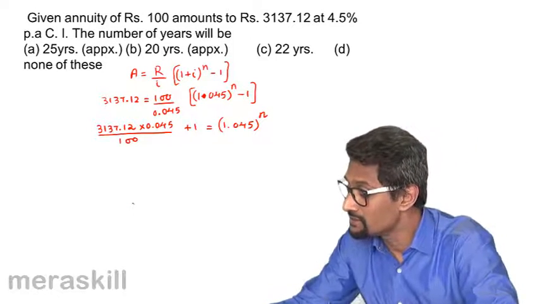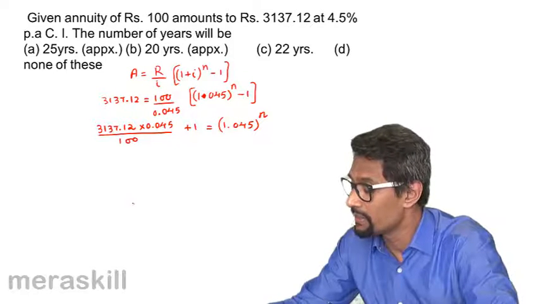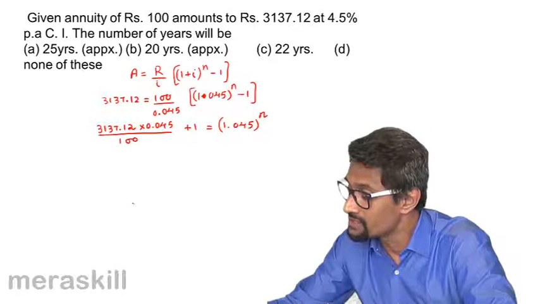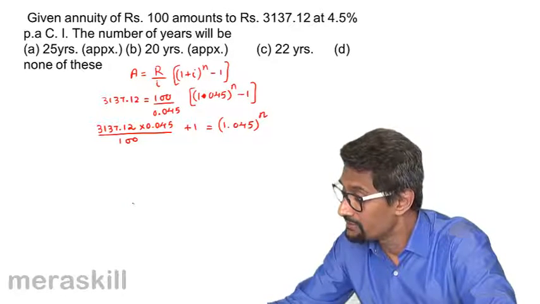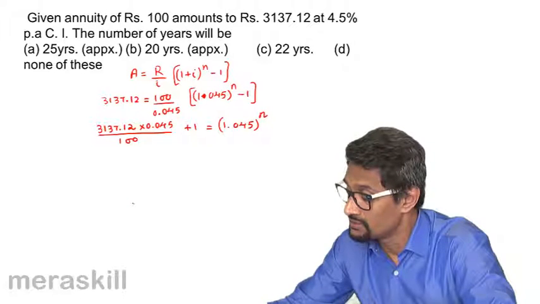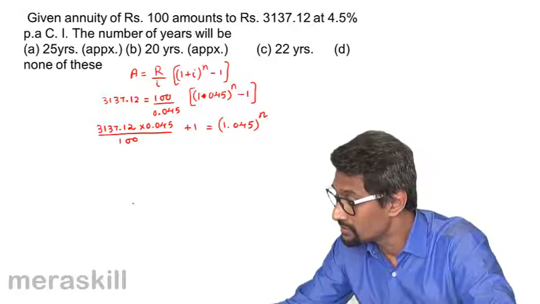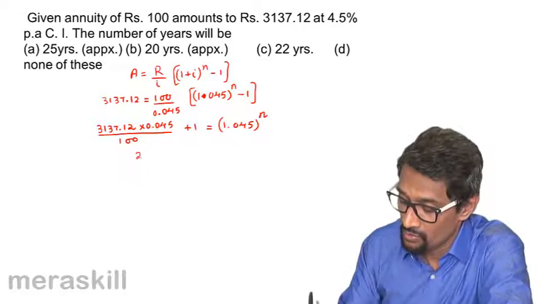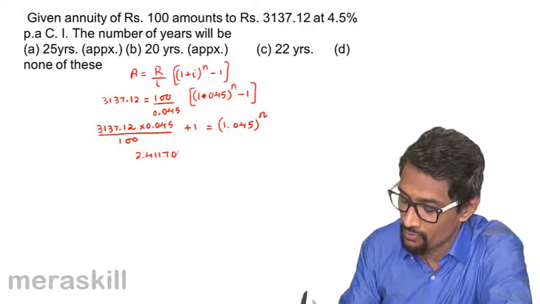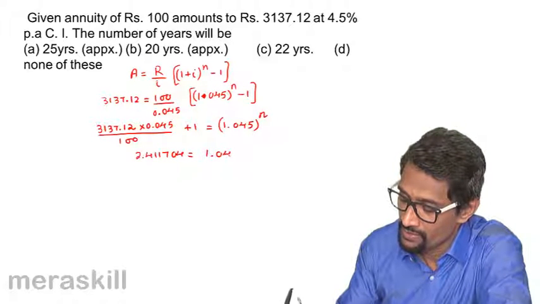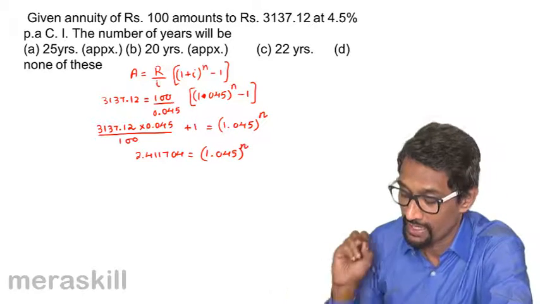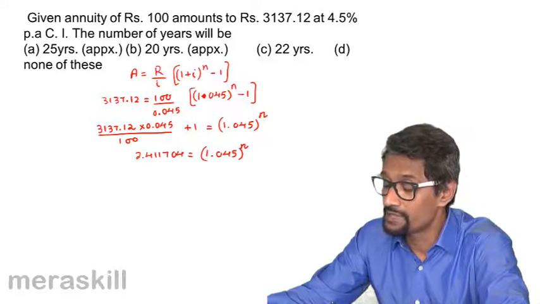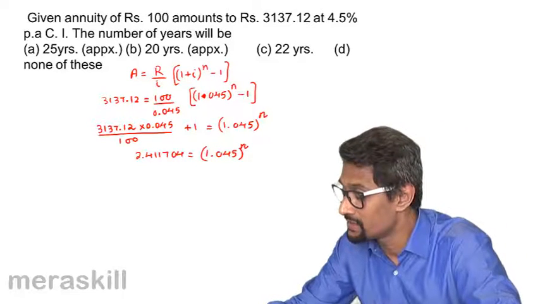Hence, let us calculate this. 3137.12 into 0.045 divided by 100, plus 1. So that means it's around 2.411704, which is 1.045 raised to N. So we need to see how many times 1.045 has to be multiplied by itself to get that.